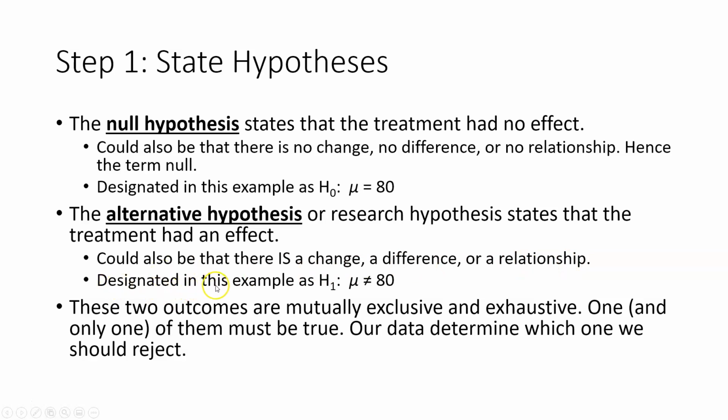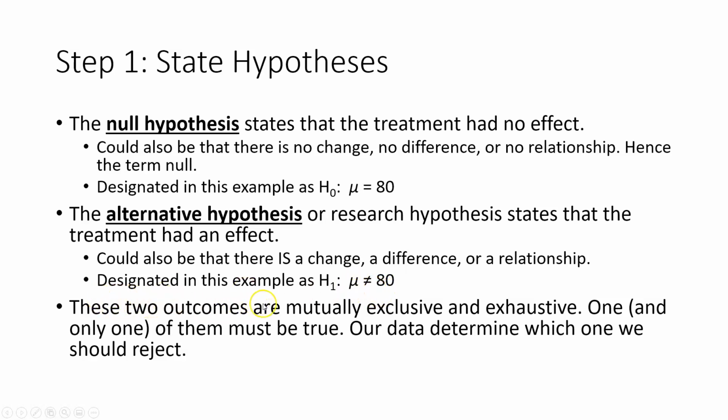This is designated in statistical notation as a capital H followed by a sub 1. This stands for the alternative to 0. So the alternative hypothesis, H1, is that the mean of the people who have been treated is not equal to 80. If the electrical brain stimulation did something, their scores should be higher or lower than 80, but it should not be 80 if the brain stimulation actually had an effect, if it actually enacted some change.